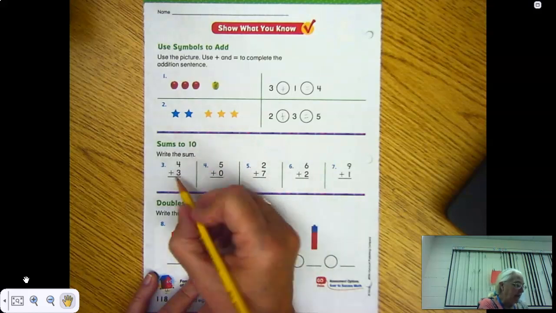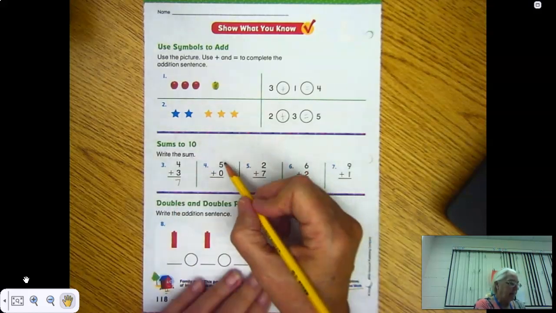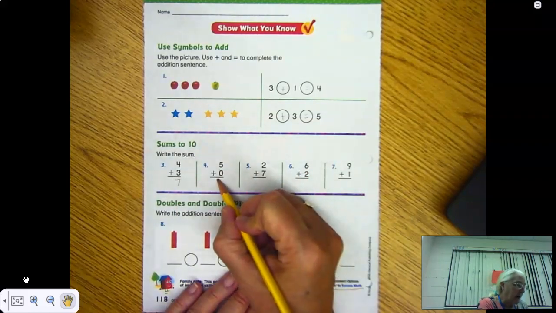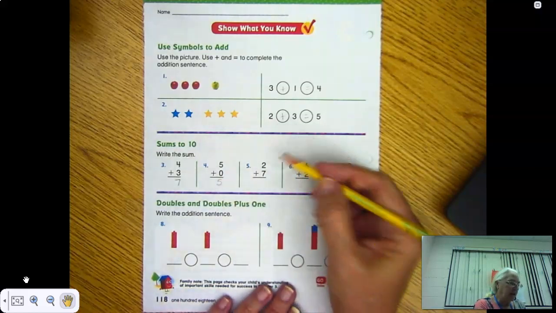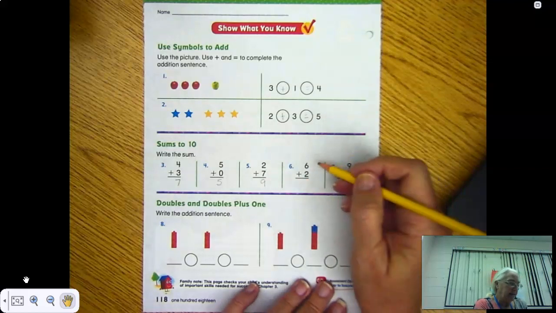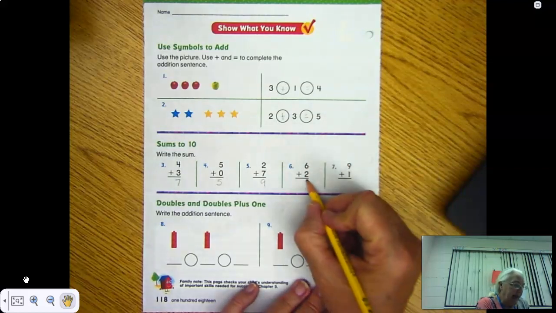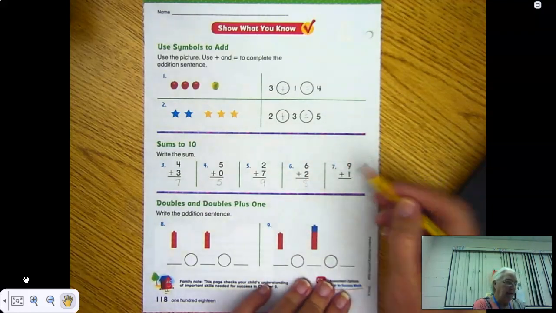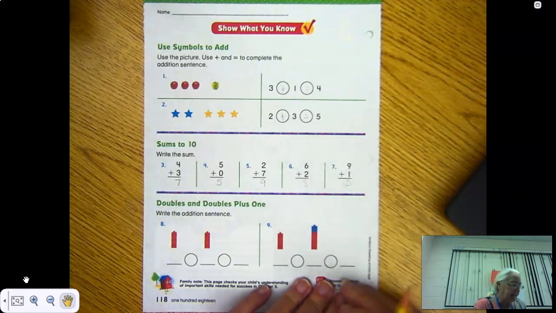4 plus 3 equals 7. 5 plus 0 equals 5. That's the identity property of addition. 2 plus 7 is 9. 6 plus 2 is 8. 9 plus 1 is 10.